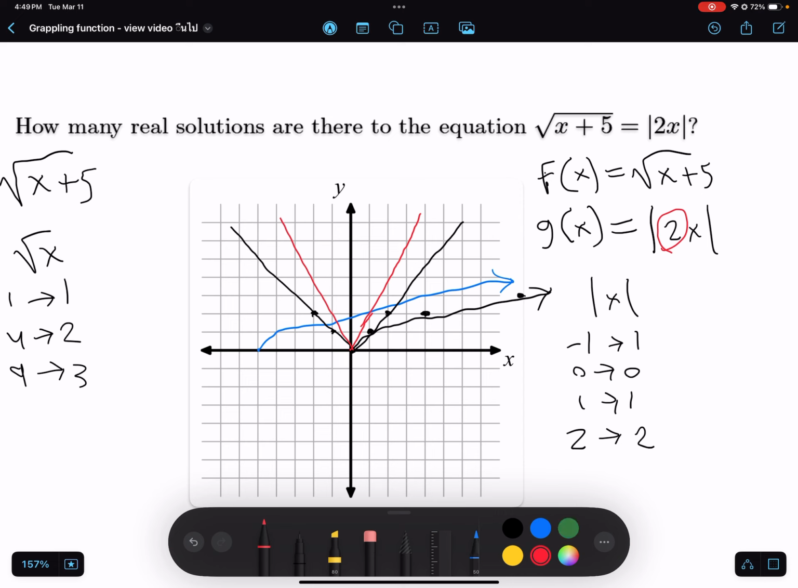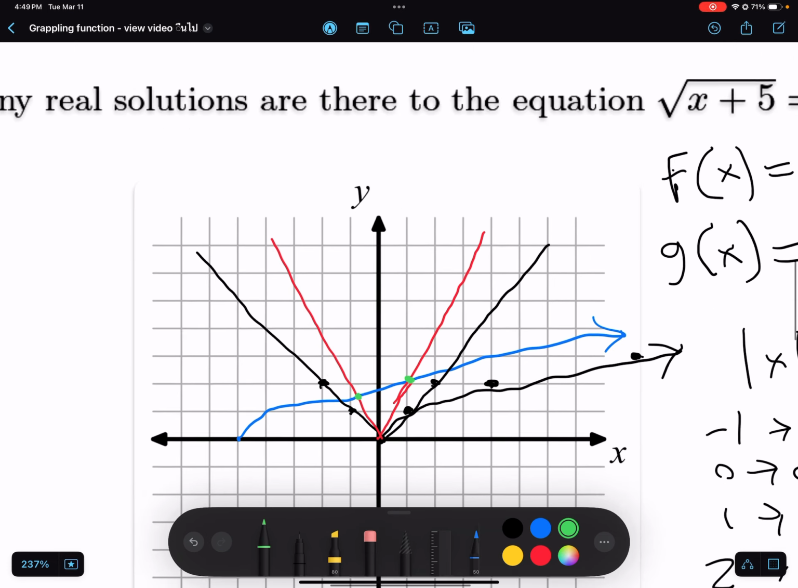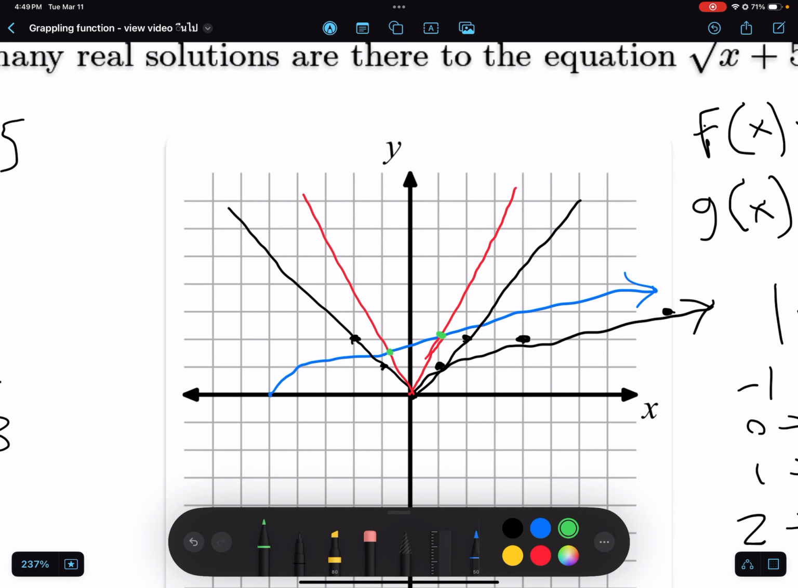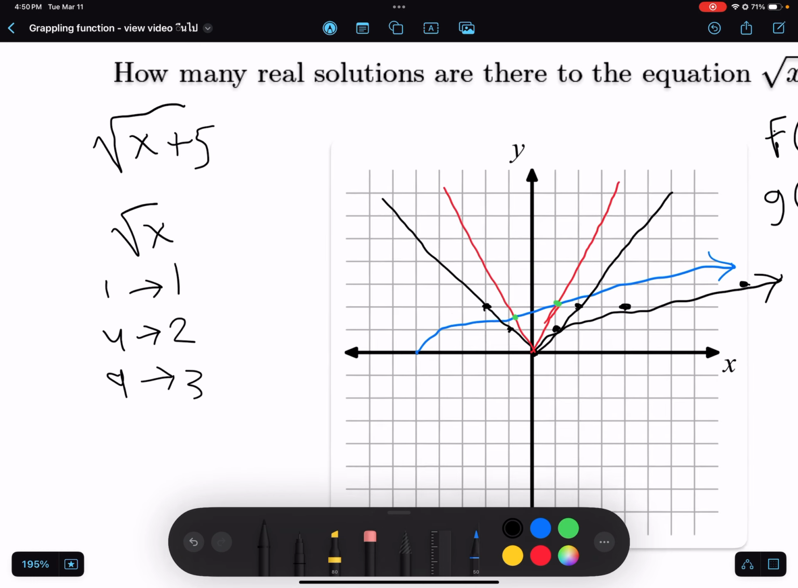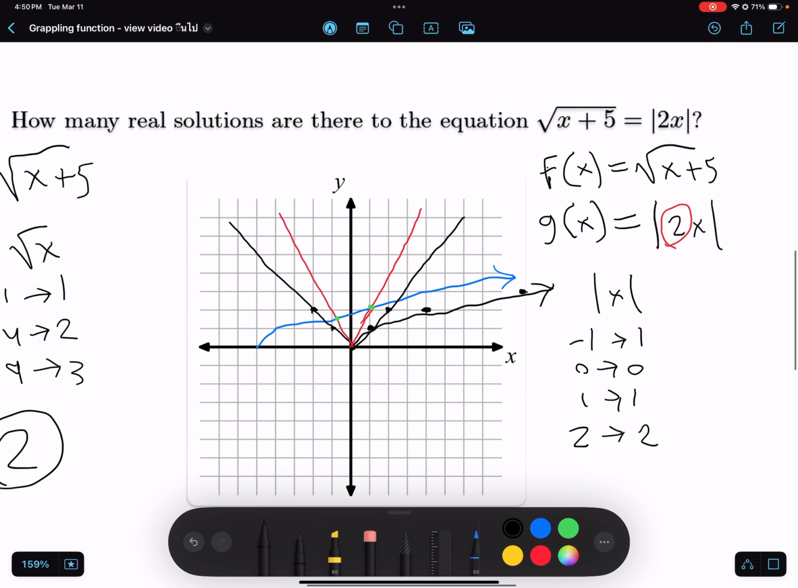So we've successfully found the two graphs of the functions, and our final step now is to find the intersections between the red and the blue graphs. Zooming in here, we can see two distinct solutions, here and here. Notice they didn't ask for the coordinates of the solutions, so all we have to do is find the number of solutions, and that's 2, as you can see here in the green. So to conclude our problem here, there are two solutions to this equation: square root of x plus 5 equals absolute value of 2x.